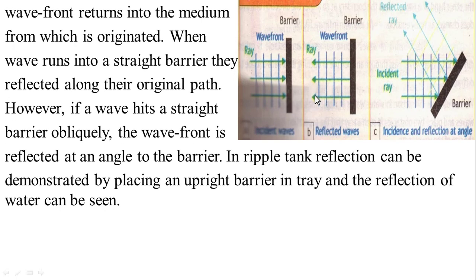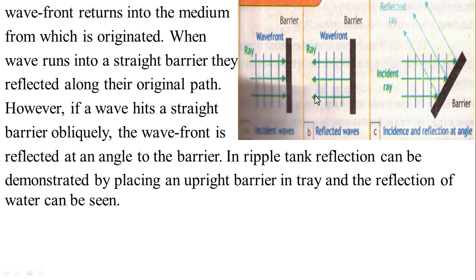In this diagram we can see parallel rays in a gray line. This shows the incident waves, and in part B we can see that these move back into the medium. So these waves are reflected waves. Similarly, in diagram C we can see incident and reflected rays with the angle of incidence and angle of reflection. So the wave front turns back into the medium from which it originated.